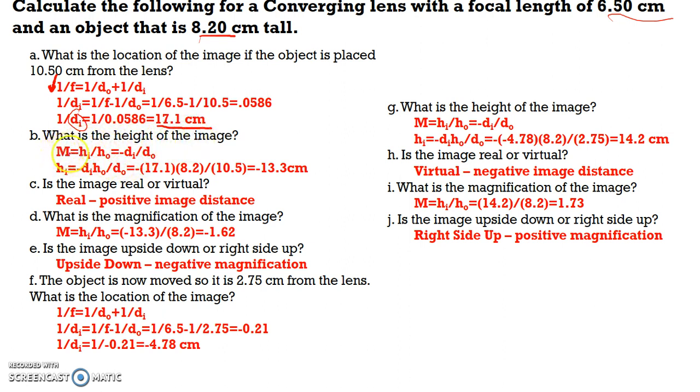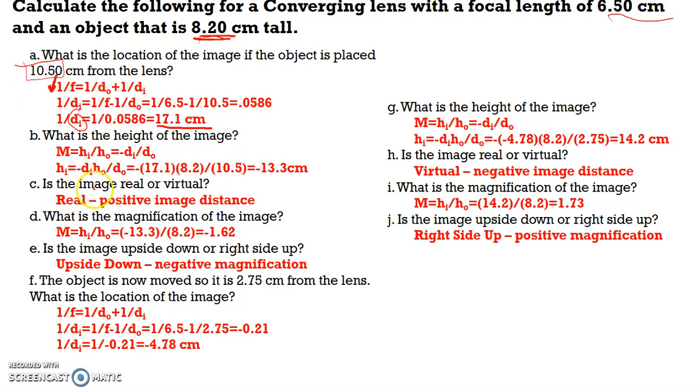So again, we use the magnification, that's the same formula that we use for the mirrors. We plug in what we know, negative 17.1, and it's negative because of the image location, times 8.2, which is the object height, divided by 10.5, and we should get negative 13.3 centimeters. This 10.5 comes from part A of the problem up here, if you were wondering where that came from.